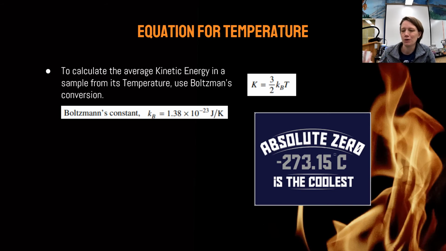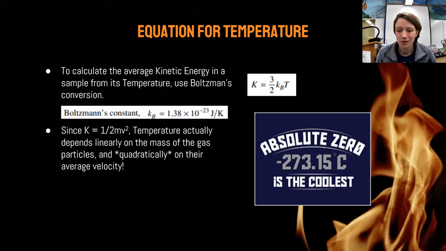And I'm calling this a conversion because there aren't really variables in here. We're just going back and forth between temperature in Kelvin and kinetic energy because they're proportional to each other, but there are no other variables that affect temperature. The only thing that temperature depends on is kinetic energy. So there are not really variables in this equation. It's really more like a conversion.